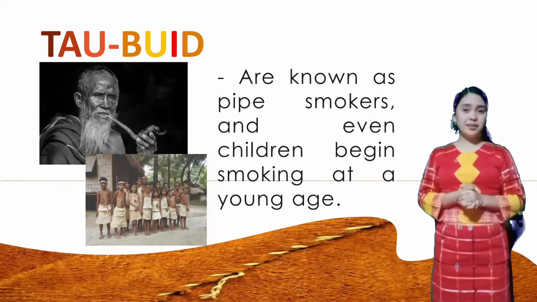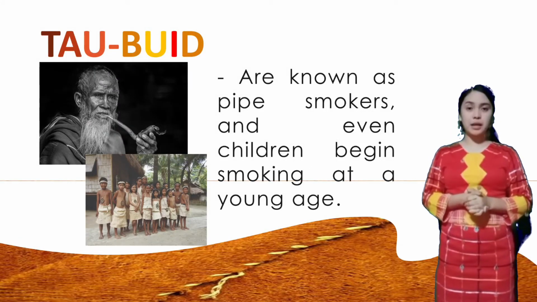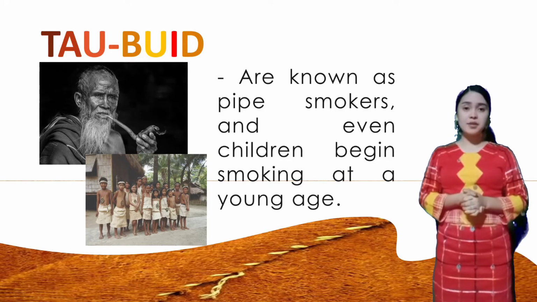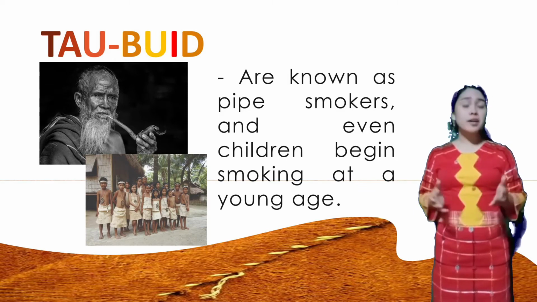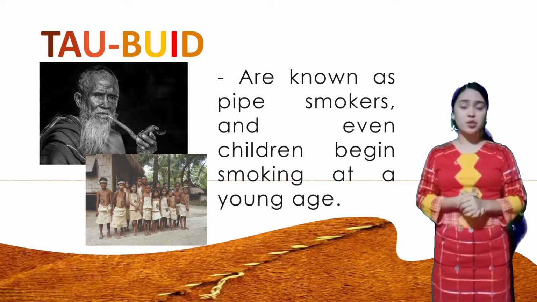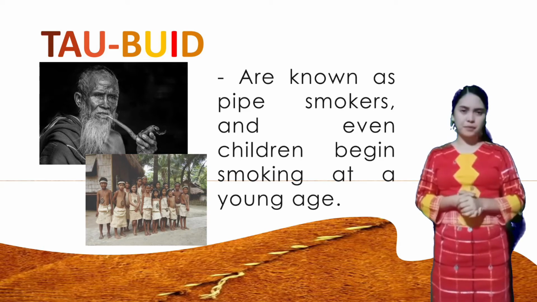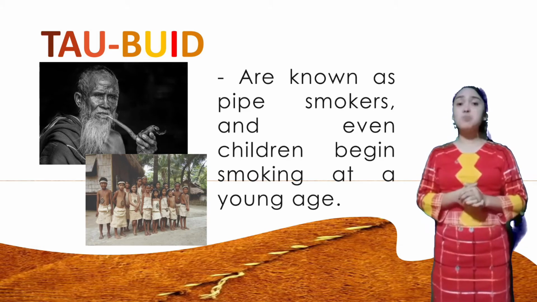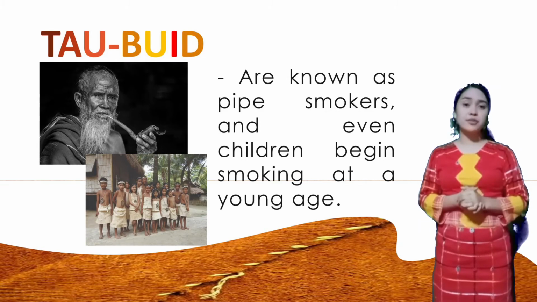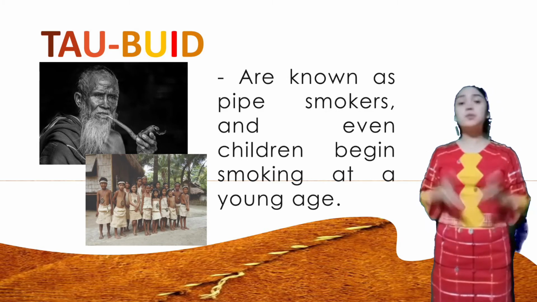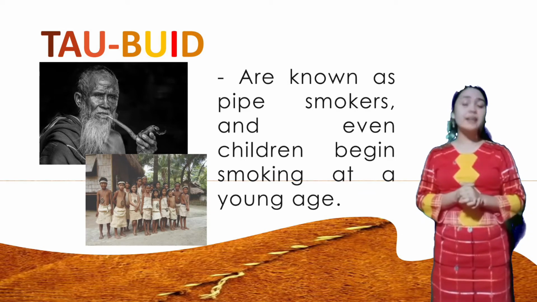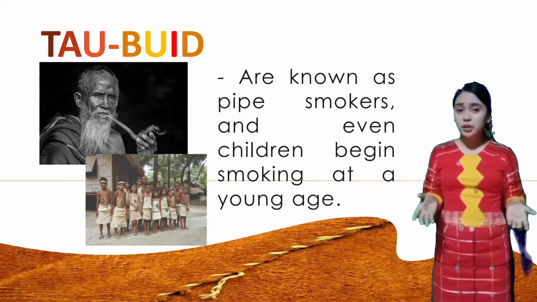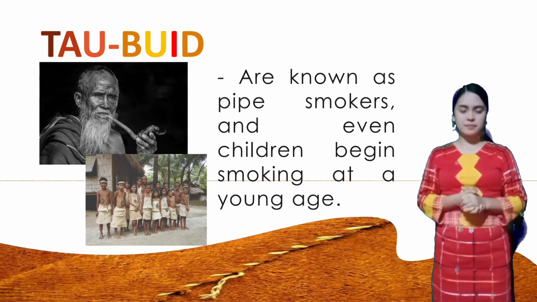For that continuation, let us discuss the Taubid group. Taubid or Taubid Mangyans are part of the 8 tribes under the umbrella term Mangyan. They are known as pipe smokers who start smoking at an early age, even when they are still children. Basically, we know that smoking is not good, especially for young children, because it will have a negative effect. But in this group, they allow it, and it is understandable because it's their culture and their tradition.